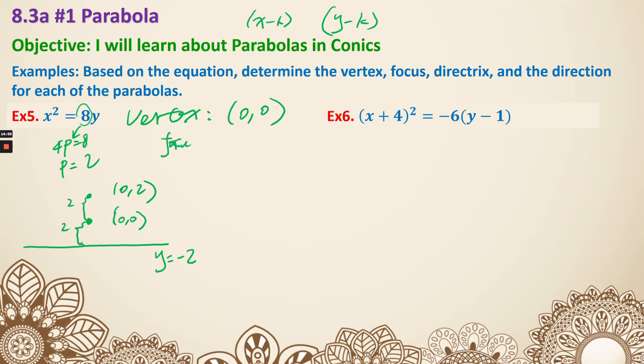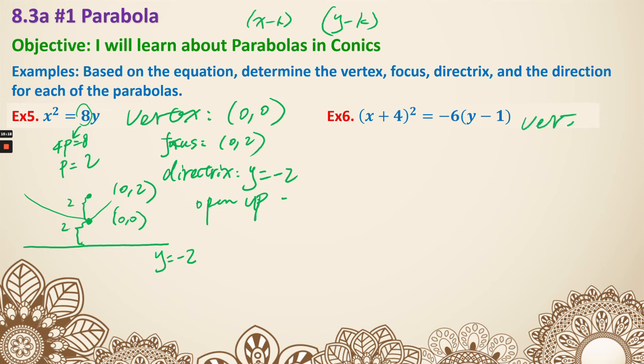So focus is going to be 0, 2. And the directrix is going to be y equals -2. As for the direction, well, the focus is above the vertex, so it is going to open up. That is example 5.